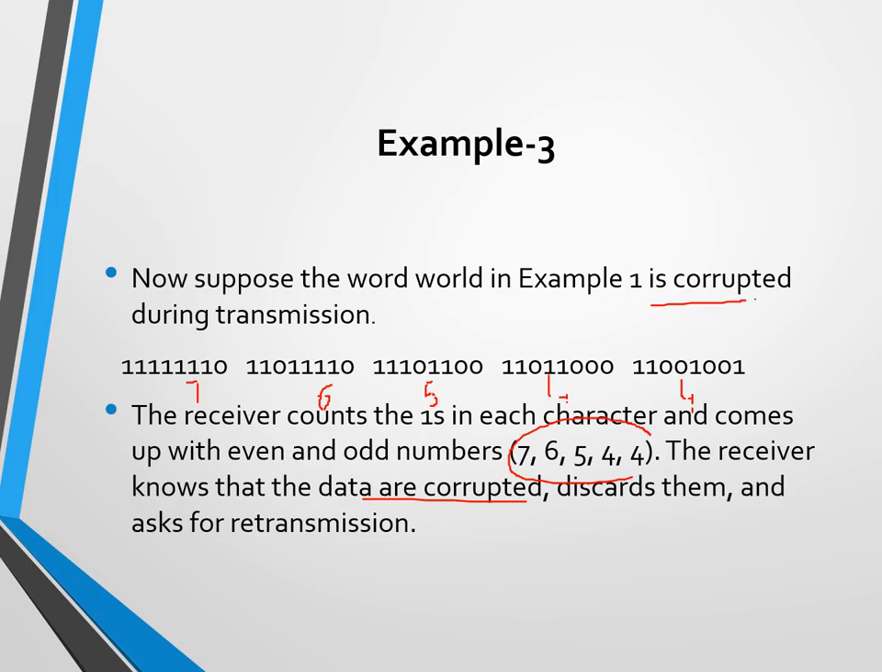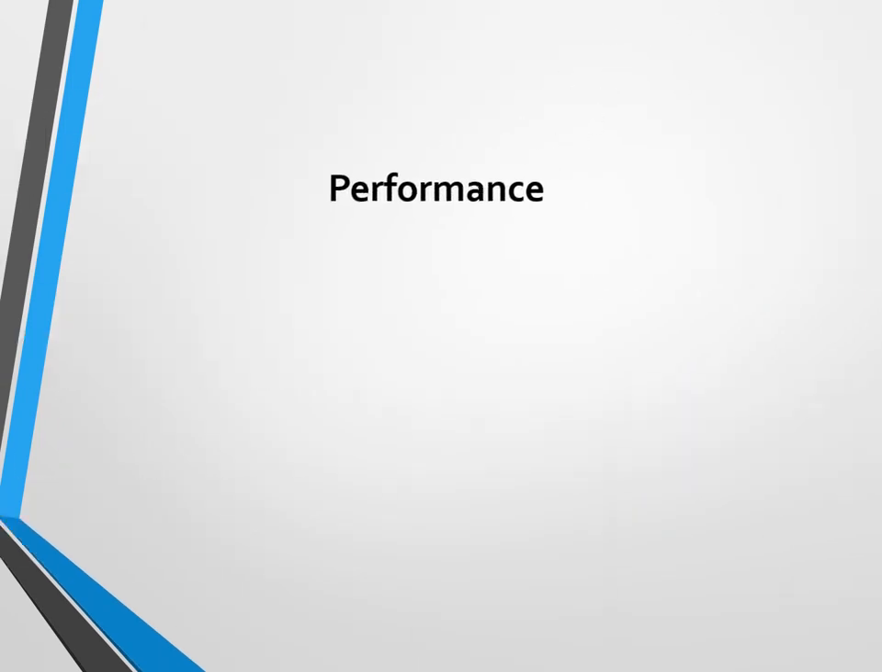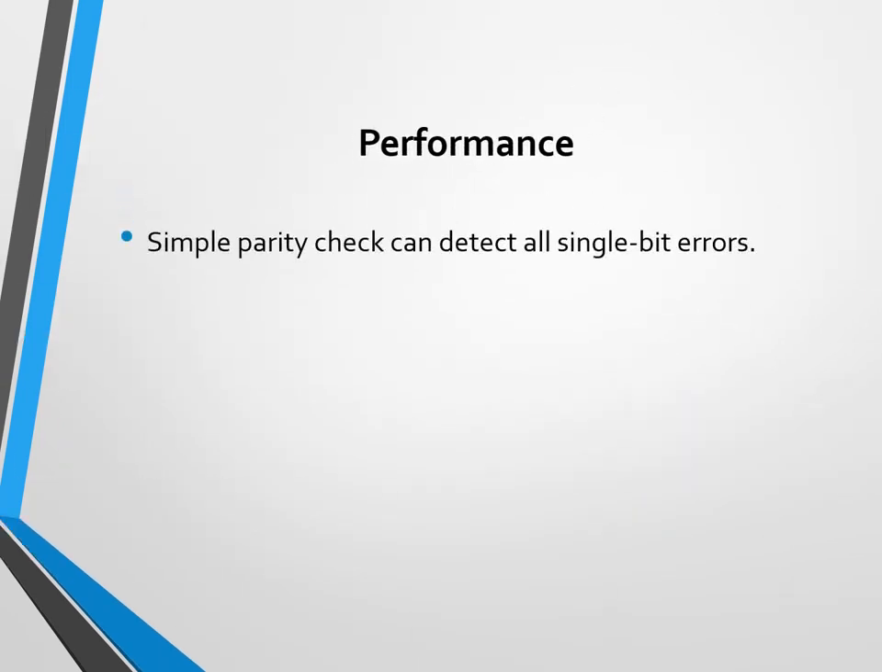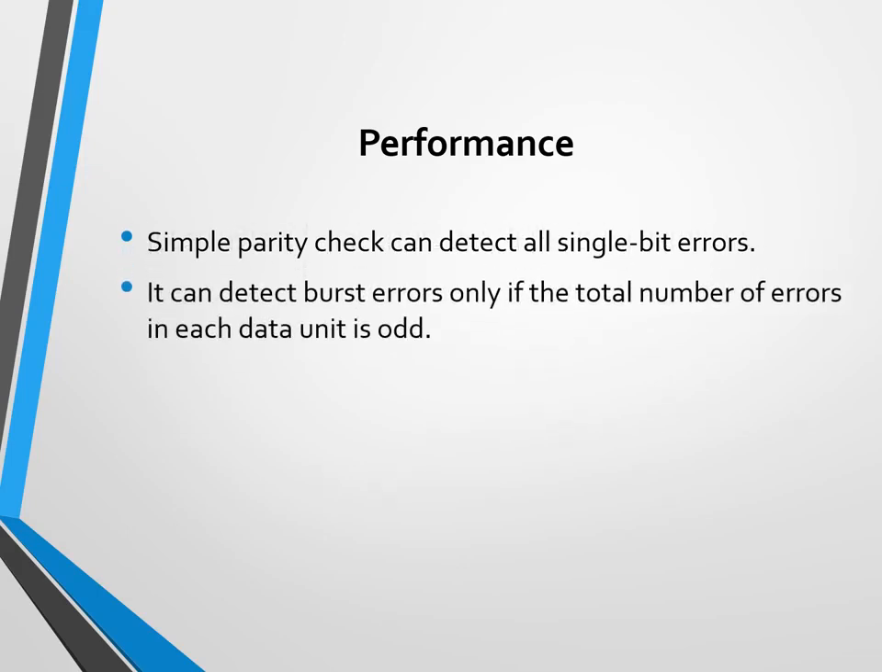So what it will do is discard it, and it will request the sender for retransmission again. Students, a simple parity check can detect all single bit errors. Here only single bit errors are being detected. It cannot detect 2 or more than 2 errors. So it can detect burst errors only if the total number of errors in each data unit is odd.